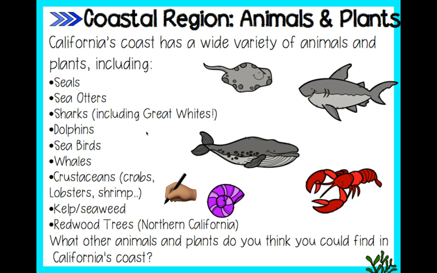What other animals and plants do you think you can find in the California coast? So think about the animals that we mentioned here. All these animals lived in the ocean, close to the beach, and marine, right? They're marine animals. So what other marine animals do you think we could find in the coastal region? Go ahead and pick a few animals from this list to write them down in your notebook. And make sure to answer the question as well. What other animals and plants do you think you could find in the California coast?